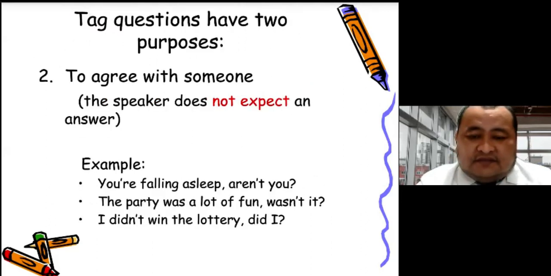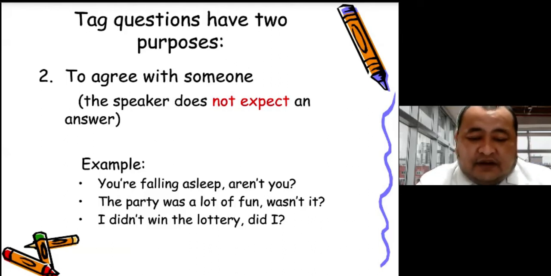And then we can also use this tag question to agree with someone. In this case, the speaker does not expect an answer. You're falling asleep, aren't you? So I can see clearly that you are falling asleep, so just to say agree. So you're falling asleep, aren't you? And then we'll answer, yes, I am. Aren't you is the tag question.